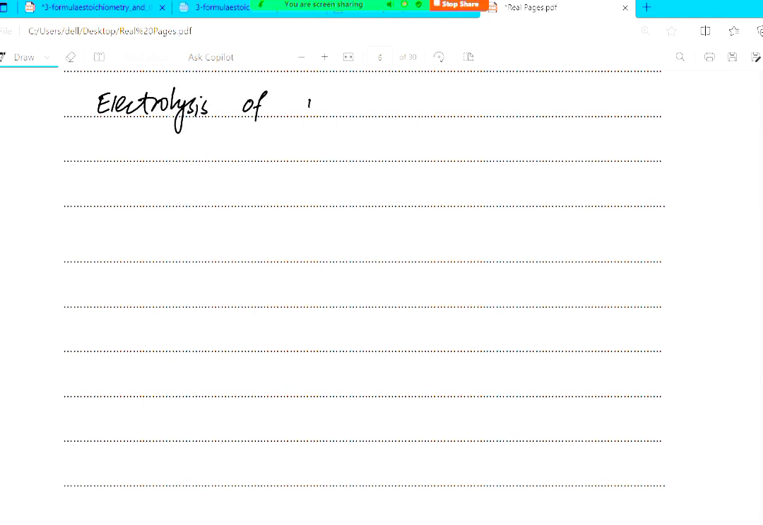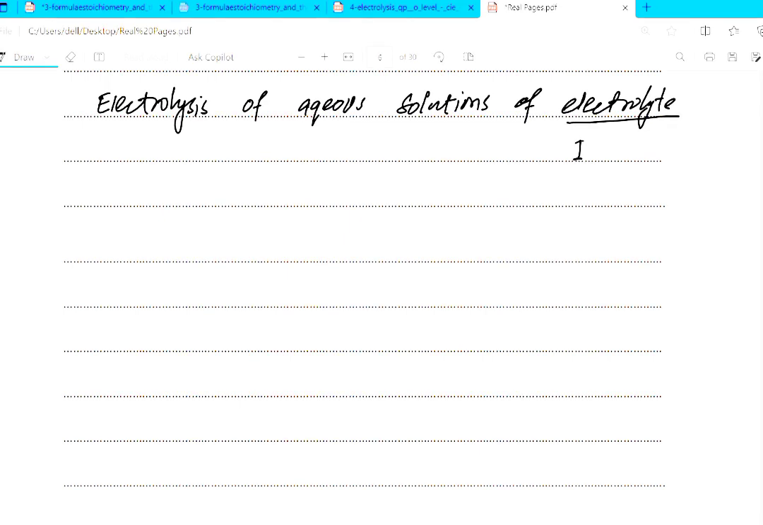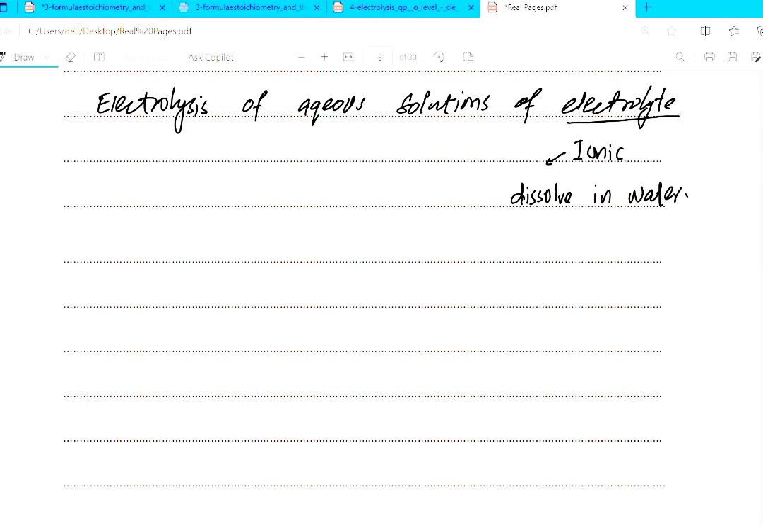Electrolysis of aqueous solutions of electrolyte. We have electrolytes, but they are not in the molten form. They have been dissolved in water. You know that electrolytes are mostly ionic, or simply polar covalent compounds, but all those are polar and they will dissolve in water. So when you have any ionic compound dissolved in water, then we call it the aqueous solution.